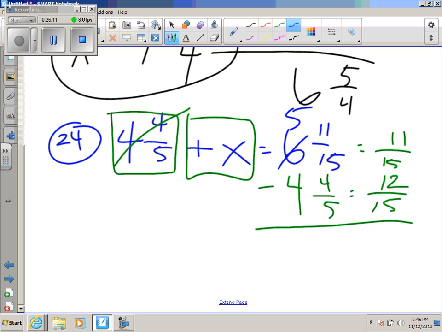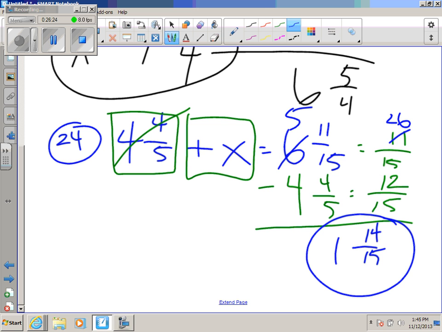15 plus the 11 that are there. 26 minus 12. And 5 minus 4. So 1 and 14/15. So again, plug it in. 5 plus about 2 should give you somewhere around 7, right? When you estimate, when you round. Plug it back in.